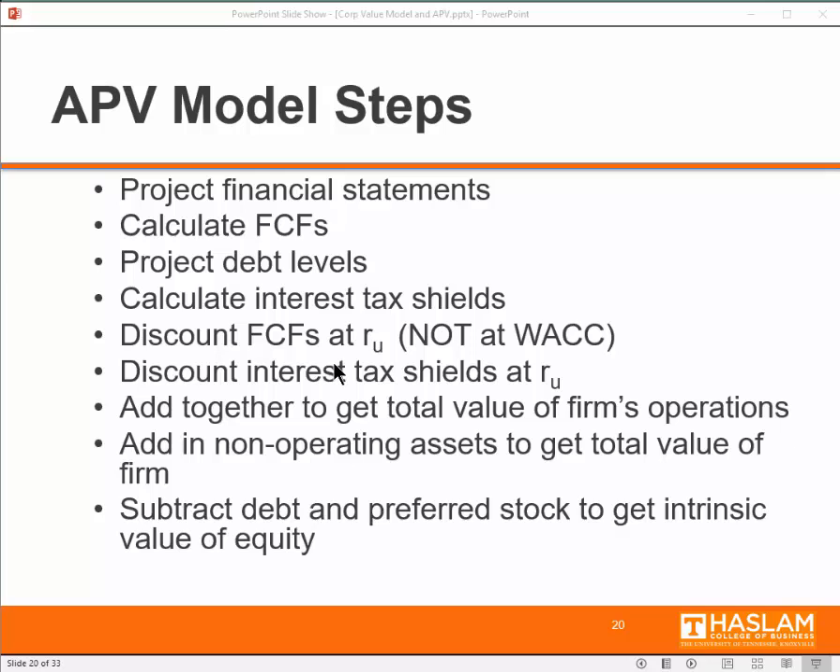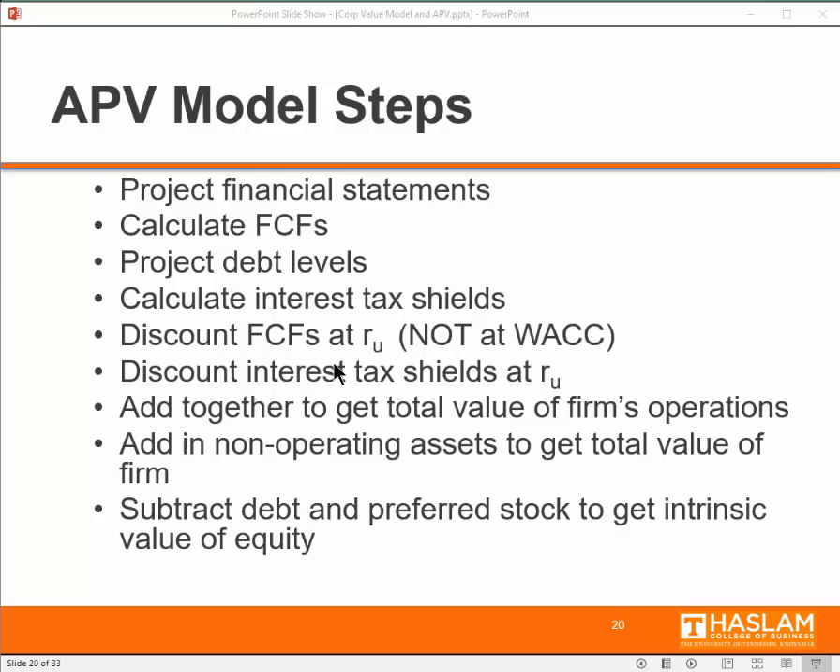From those completed financial statements, we calculate free cash flows, and we're going to actually use the free cash flows we calculated for the corporate valuation model. You also need to project the debt levels, and you pull those from your completed financial statements. Calculate the interest tax shields. I'll explain that in just a minute. Discount those free cash flows at the unlevered cost of equity. I'll explain how we do that calculation as well. Discount the interest tax shields also at this unlevered cost of equity.